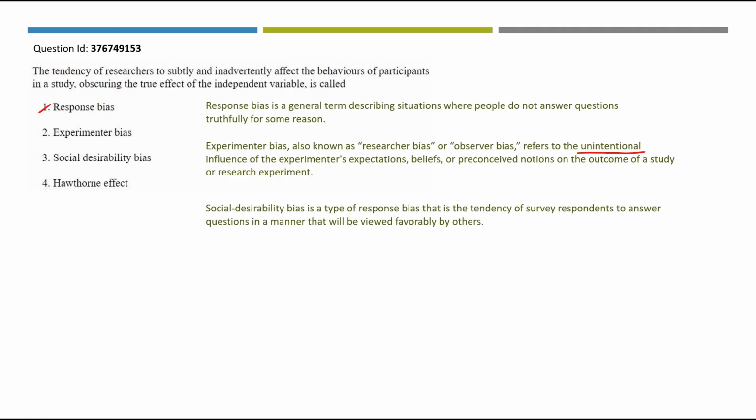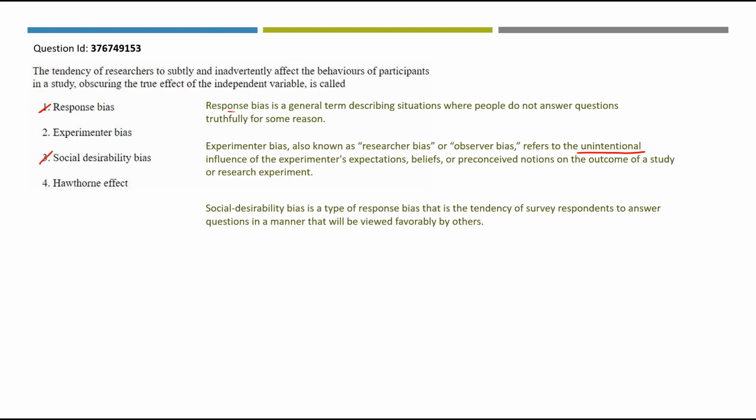Social desirability bias is a type of response bias, that is the tendency of survey respondents to answer questions in a manner that will be viewed favorably by others. So this is also a kind of response bias. So once we know option 1 is not there, definitely option 3 is also not there. So what is this actually? They are answering in such a way that is viewed favorable by others.